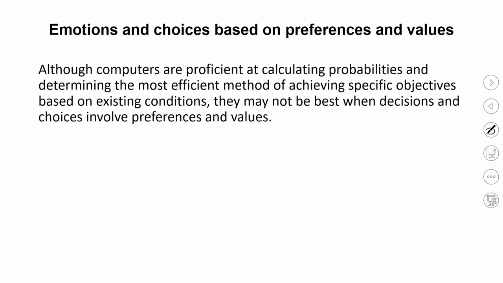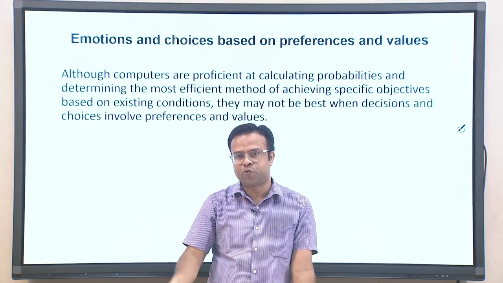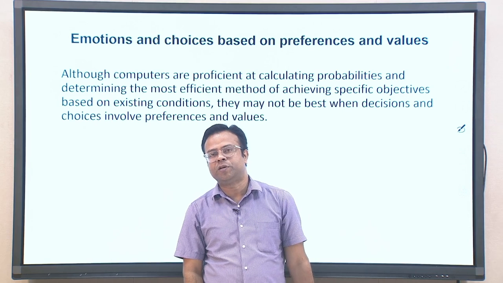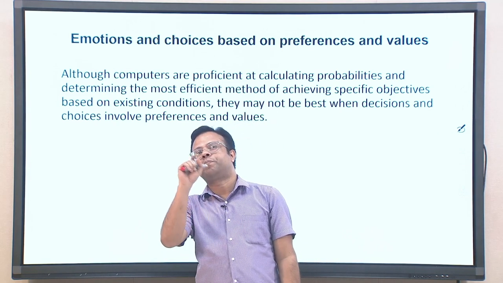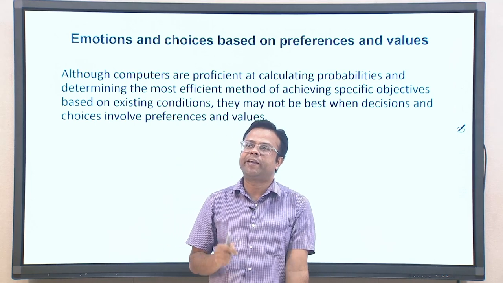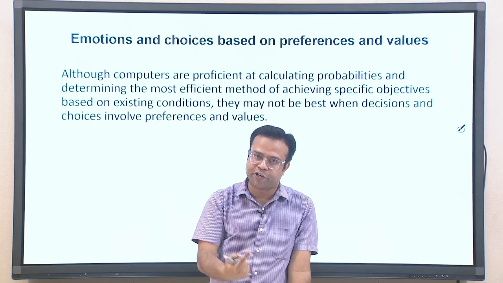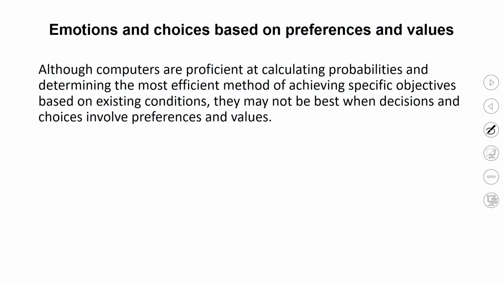Now, emotions can become much more relevant in some contexts of decision making, such as when one needs to choose between options where preferences and values are involved. In those decisions, emotion can play a much more important role as compared to other situations. So, whenever we need to choose based on our preferences and values.